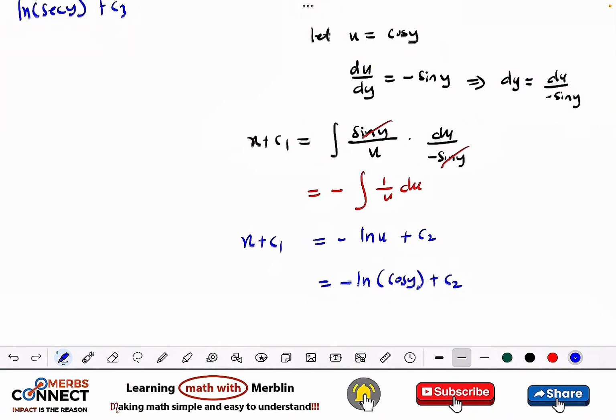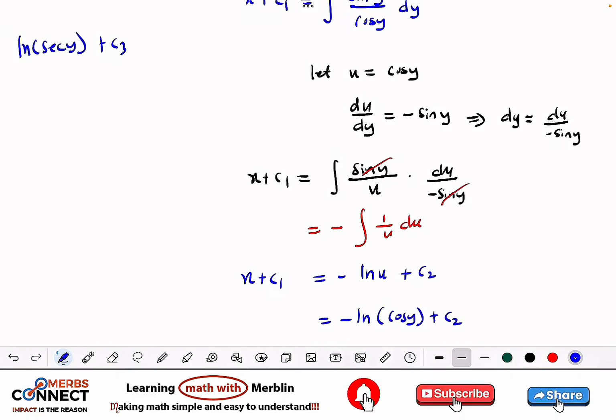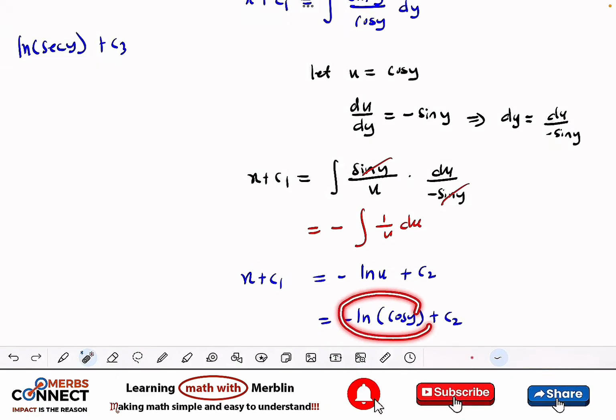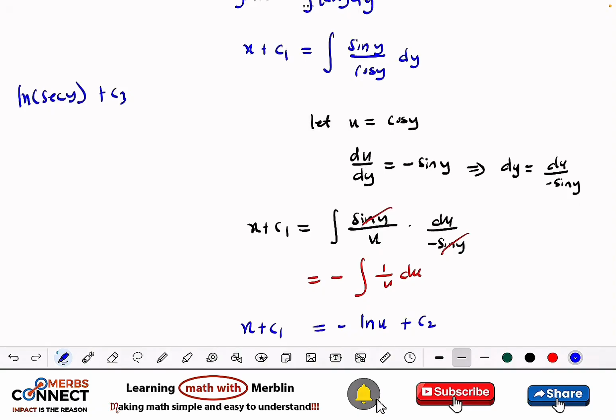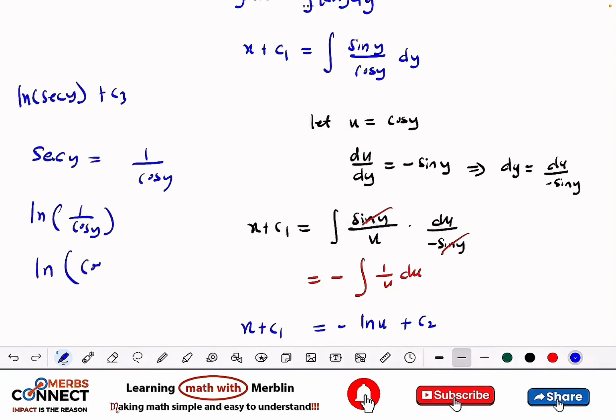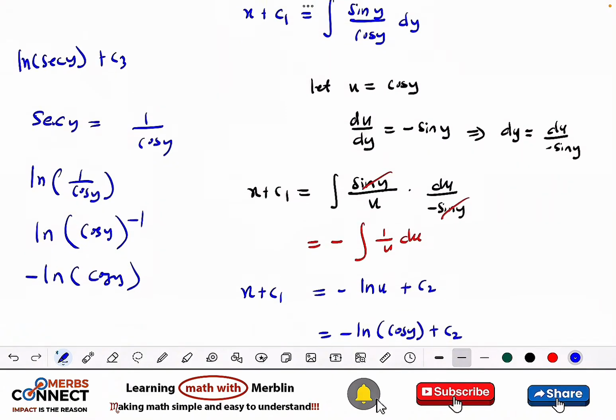But somebody will ask, but this one we had minus ln cos y, and this one is sec y. It's the same thing. Remember the trig identity: sec y is equal to 1 over cos y. So when I plug it in, I'm going to have 1 divided by cos y, right? And then this is the same as cos y to the power minus 1. And then the minus 1 will come back here and now we have this. So you see that it's the same thing.